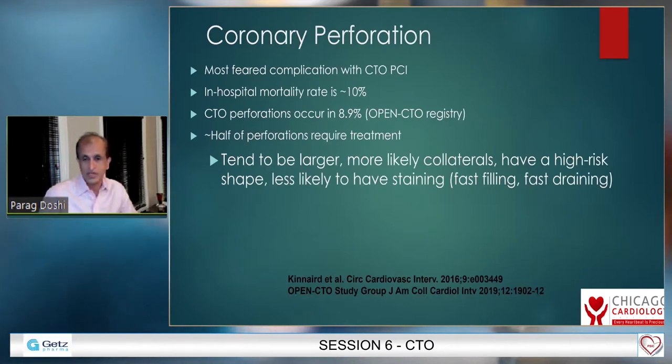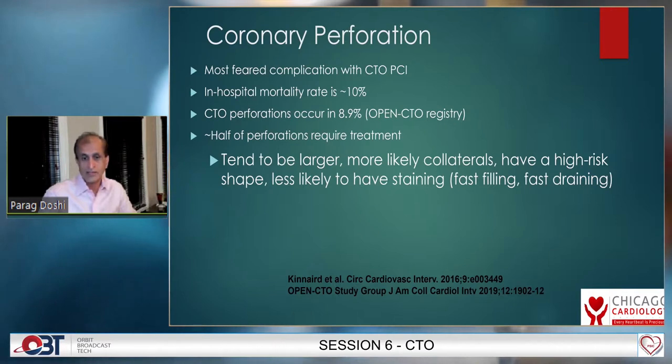Coronary perforation is one of the commonest and most feared complications. In-hospital mortality rate is about 10% or so. In the OPEN CTO registry, where we participated in the United States, we saw about an 8.9% rate. Half of these perforations may require treatment. The ones that require treatment tend to be larger.